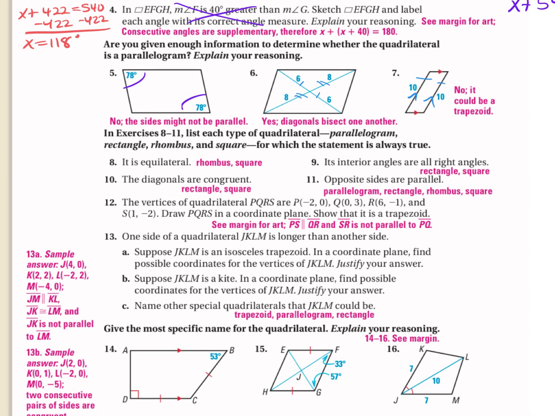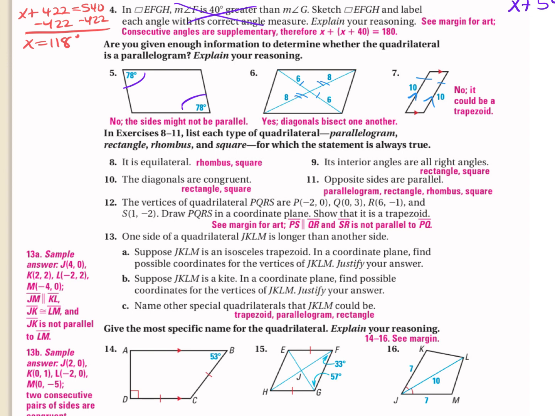The next one says list each type of quadrilateral. So if it's equilateral, we know that that can be a square or a rhombus because all sides are the same. When number 9, its interior angles are all right angles, and that is one of the properties of a rectangle. And then all squares are rectangles. So both squares and rectangles have 4 right angles. The diagonals are congruent. That is a property of a rectangle. And we know that all squares are rectangles.